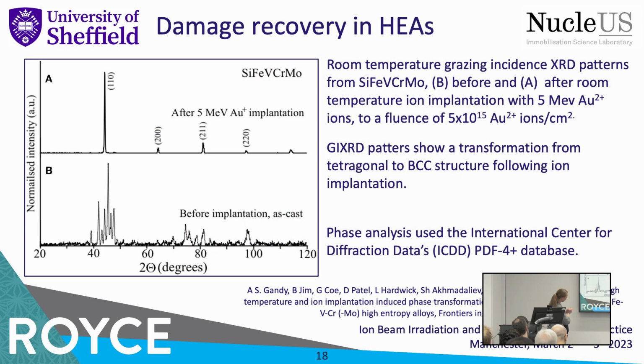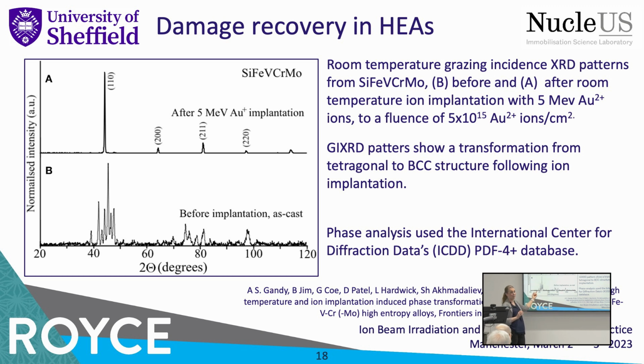So here's an example of some data that we get from here. This is the alloy that I was showing you before, but this particular alloy had been quenched. So it had been produced and then rapidly cooled, and it formed this.